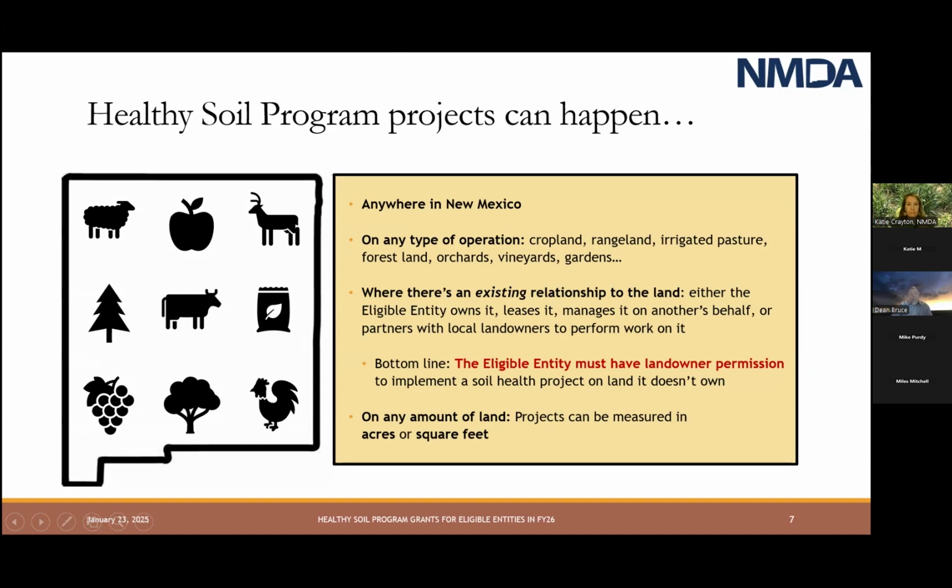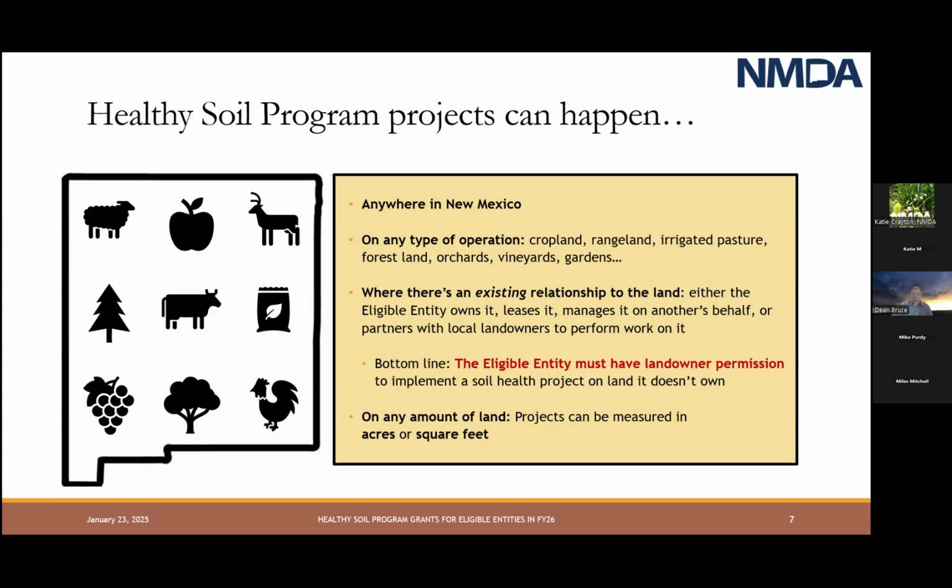Basically anywhere in New Mexico, these projects can occur on any type of operation. This includes cropland, rangeland, irrigated pasture, forest land, orchards, vineyards, gardens, subsistence gardens, things of that nature. Anywhere where ag products are produced. But also there needs to be an existing relationship to the land. Either you as the eligible entity either own that land, you lease it, or you manage it on behalf of another.